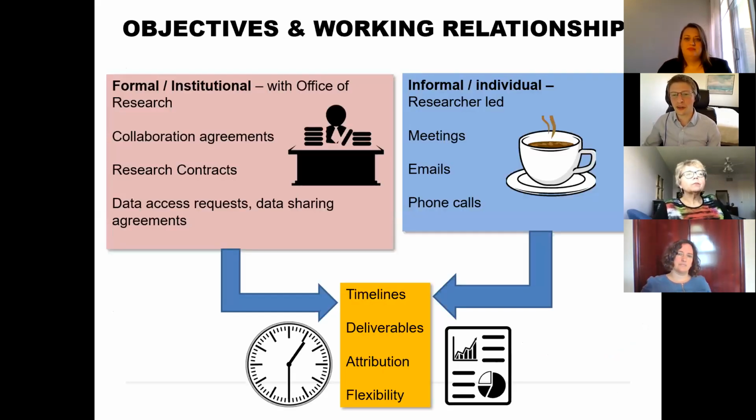So what I wanted to focus on then is splitting up the objectives and working relationships into formal and informal. And I think I did a good job really with the formal institutional agreements. That was with the Office of Research at the University of Waterloo. And this is formal collaboration agreements and research contracts and data access requests. And of course, all of this is necessary if you're going to be dealing with a large, sometimes bureaucratic organization like Environment Canada or the Ministry of Environment. And that's something I think academics need to be a little more conscious of.